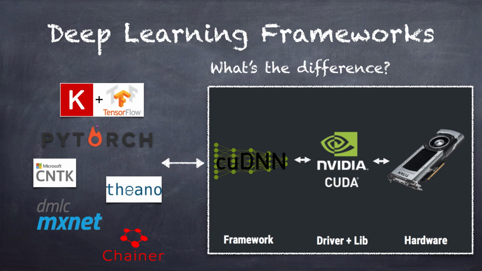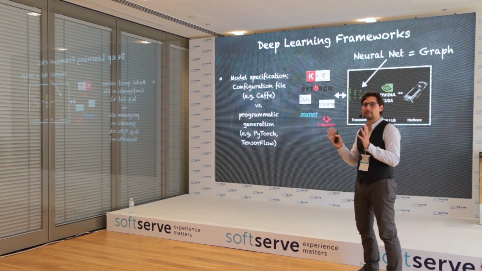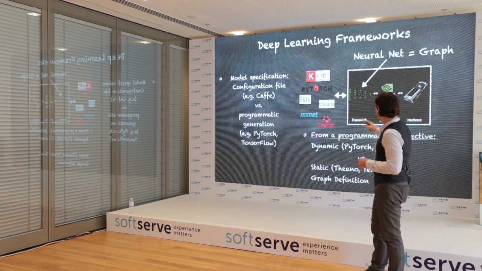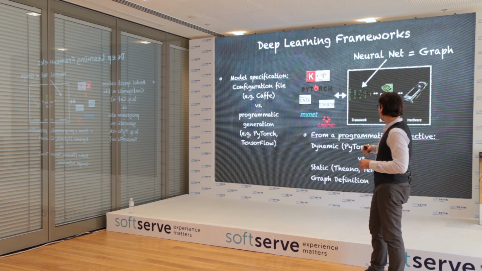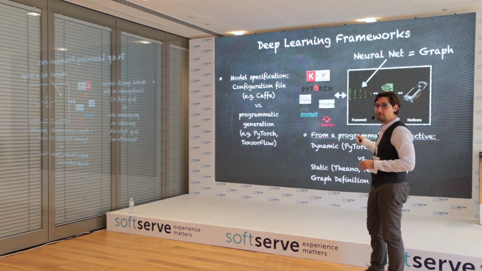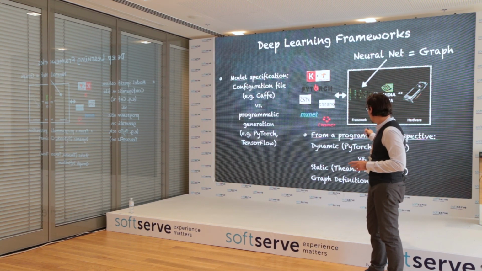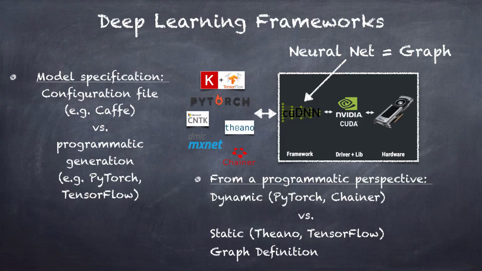Another difference is that you can think of a neural network as a graph, and that's a central concept. If you think of the network as a graph, you understand that you may have this graph as a dynamic graph or a static graph. I will tell you very shortly what the difference is. PyTorch, for instance, and Chainer are the two considering dynamic graph computation. Static graph computation is Theano and TensorFlow, for instance.